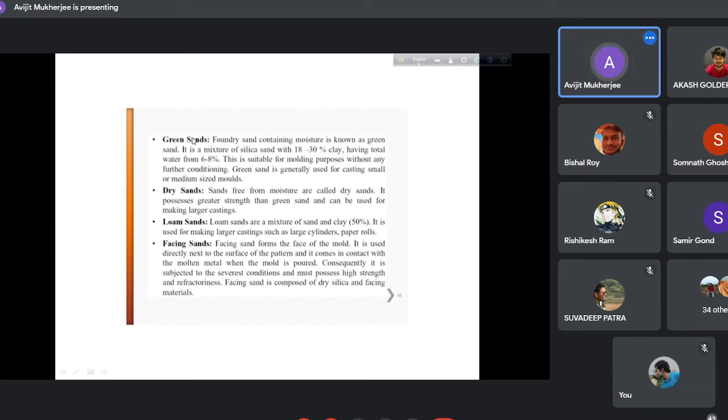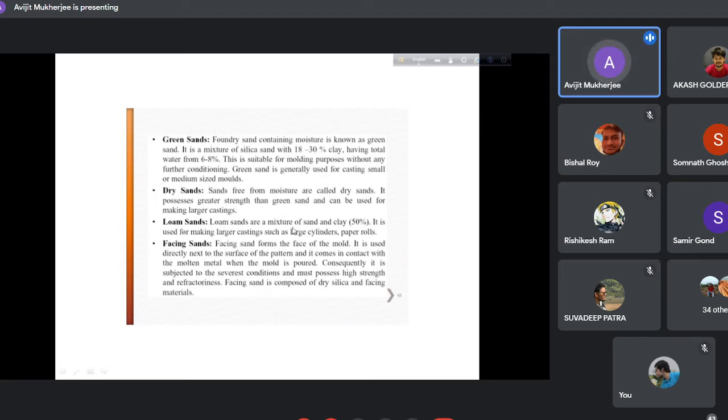So green sand mold, dry sand mold: when a mold is prepared with green sand, then baked in an oven or furnace or in atmospheric air, then the dry sand mold is prepared. It will give a greater strength, dry strength. Again, properties will be discussed later on.